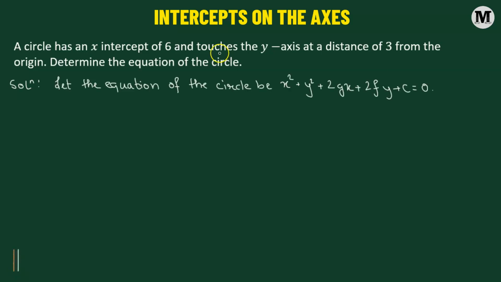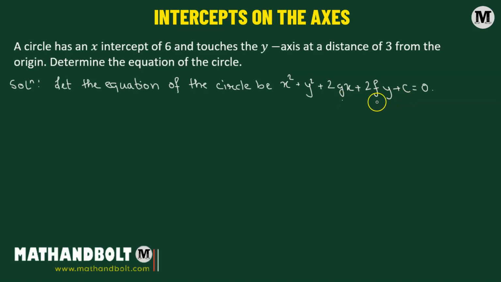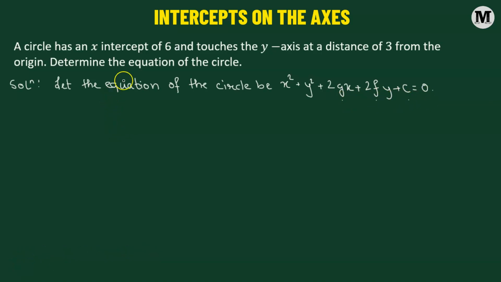First we will be considering the general equation of a circle. Now to find out the equation of the circle, we'll have to find out the value of the constants g, f and c. So let's use the condition. It's given here that the circle has an x-intercept of 6. Now we know that the length of the x-intercept is of the form 2 times square root of g squared minus c, and this has a value equal to 6 units.